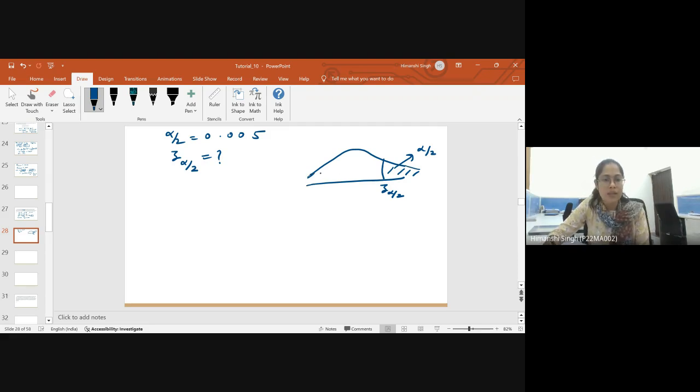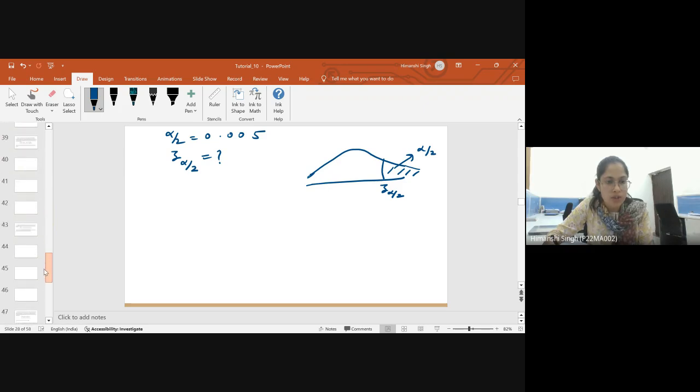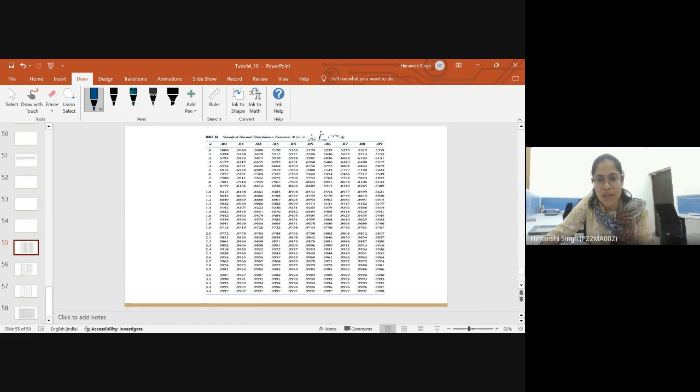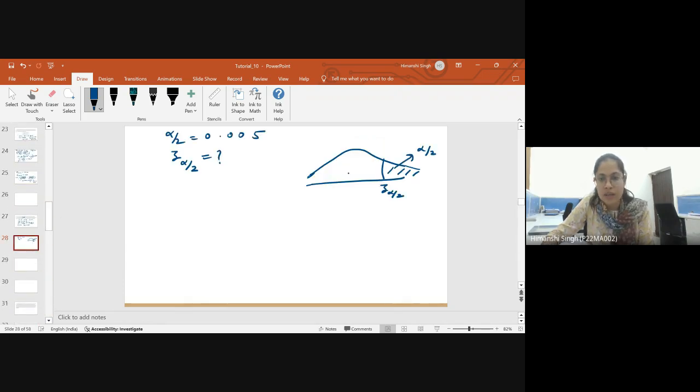But we have this normal distribution table, the standard normal distribution table. Here these areas are given from minus infinity to x. Means that in the table these areas are given, this area is not given. So basically we have this.